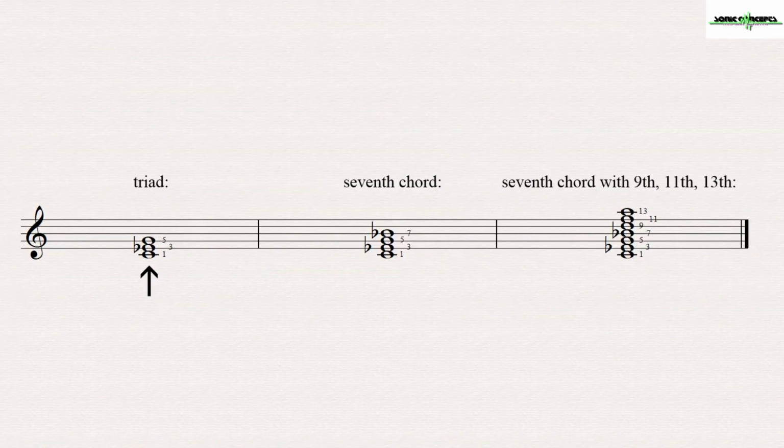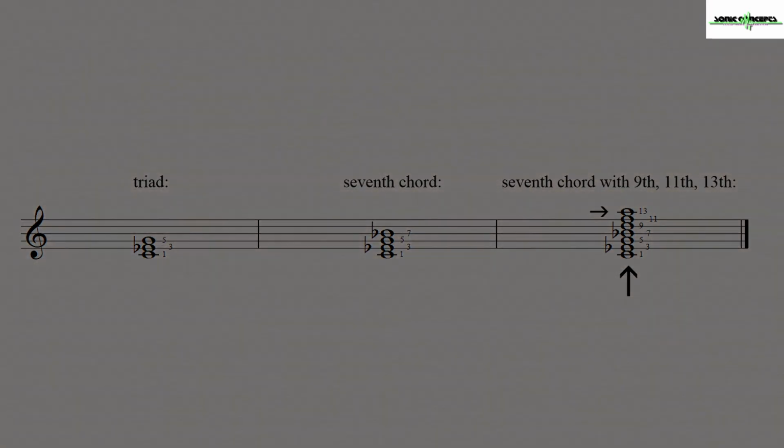Triads are stacked thirds, 7th chords are stacked thirds, and thirds can continue to be stacked on top of 7th chords, resulting in 9ths, 11ths, and 13ths, as we shall see in an upcoming episode. Most harmony in Western music is tertian in nature.